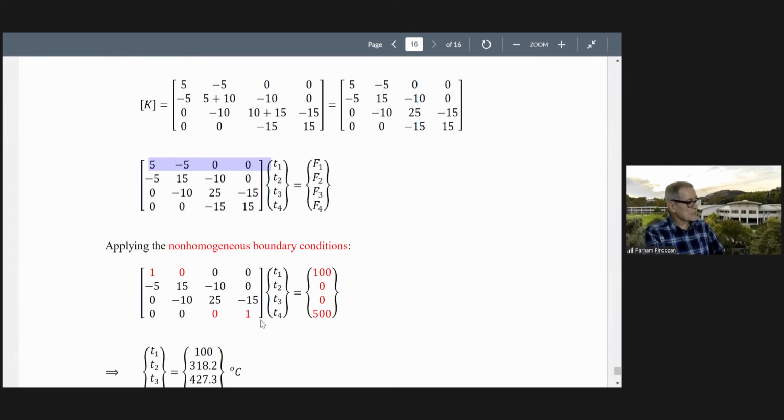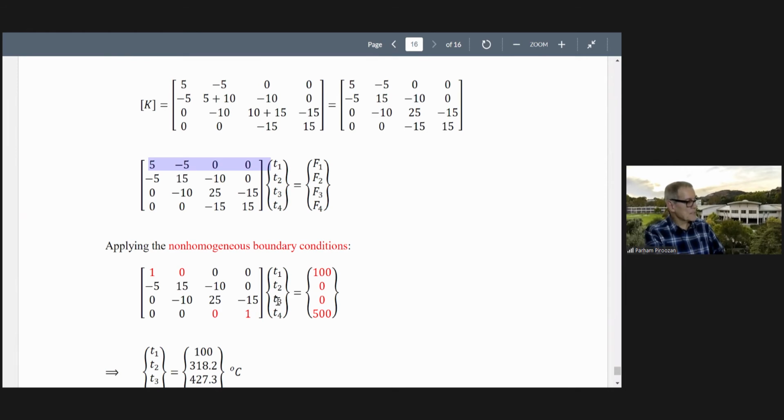And the same thing for this one, T4. Here we have to change this so that T4 is 500. So do the same: make this term 0 and this term 1. So it gives T4 equal to 500.